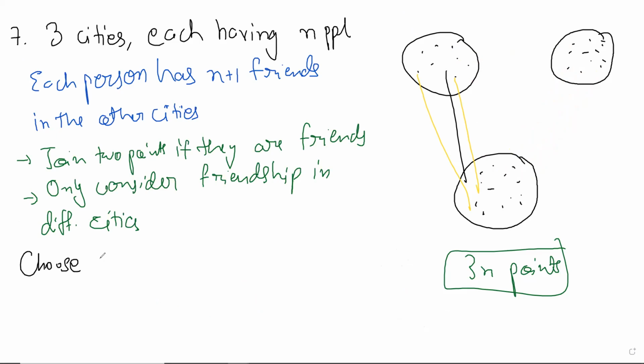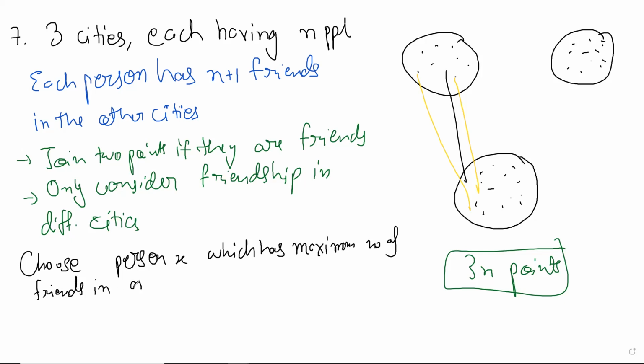So choose, okay, choose person X, which has the maximum number of friends in another city.